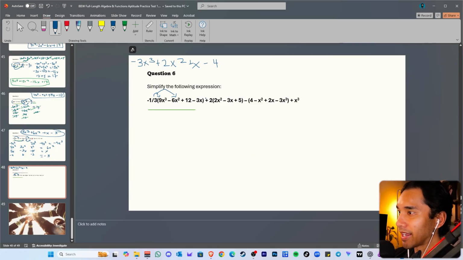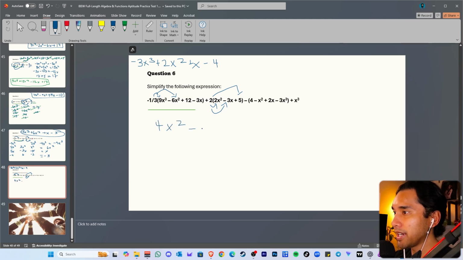Let's go on to the next bracket. What is 2 times 2x squared and then 2 times negative 3x and 2 times 5? That is really quick. Let's do it. 4x squared minus 6x plus 10. Boom. We're done with that.